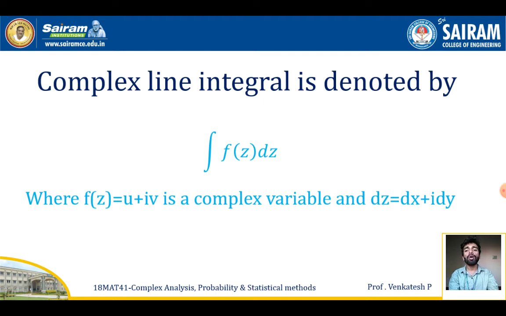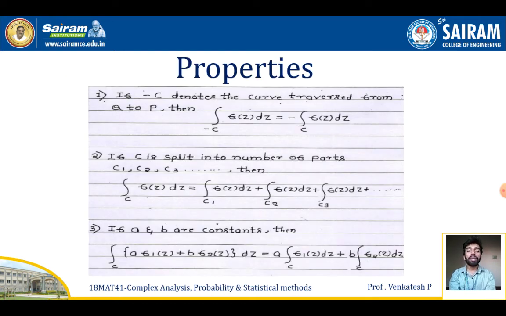Now we will see a few properties related to the complex line integral. The first property: if minus C denotes the curve traversed from Q to P. Actually the curve C moves from P to Q in the positive direction, but here the curve is moving from Q to P, so I'm taking the curve as minus C. Then the integral over minus C of f of z dz is equal to minus of the integration over the region C of f of z dz.